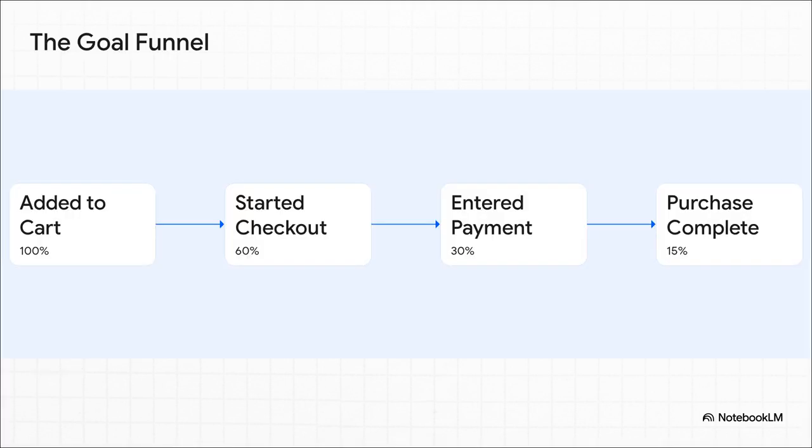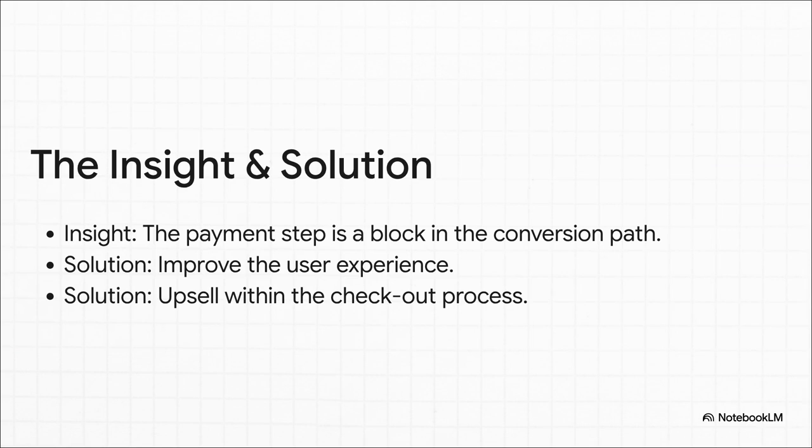And boom, here's our smoking gun. We can visualize this process as a funnel. We start with 100% of the people who added an item to their cart. But look at that massive drop-off. We go from 60% of people starting the checkout all the way down to just 30% when it's time to enter payment info. We found the leak. The insight here is crystal clear. Something about that payment step is a major roadblock.